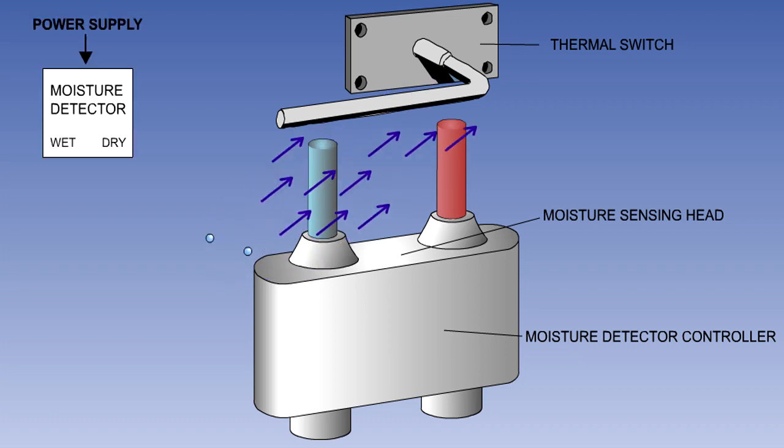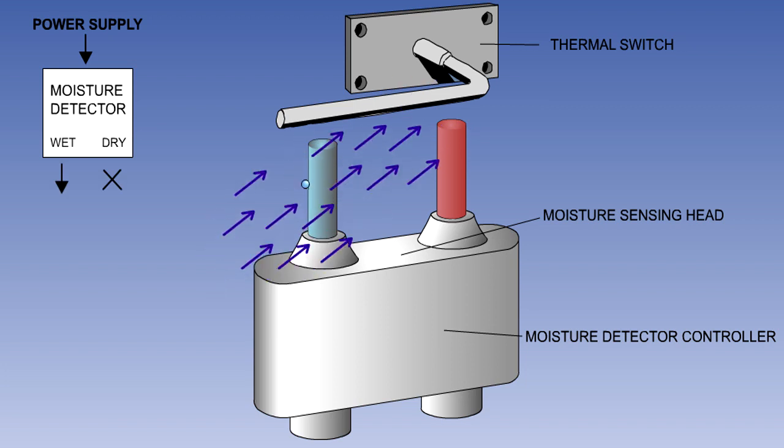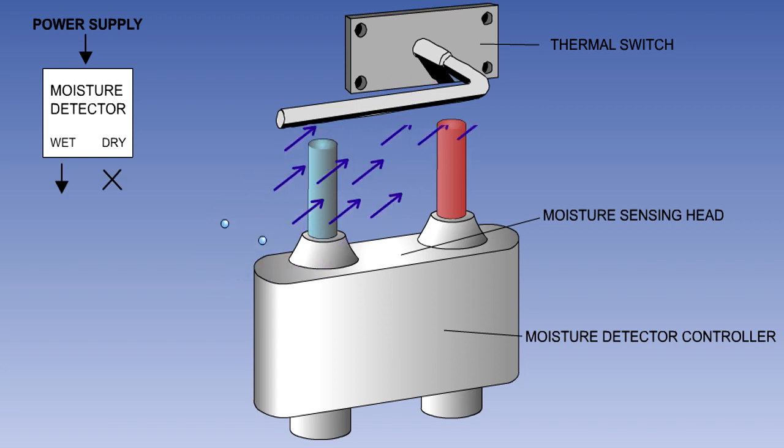The moisture detector controller is situated in the base of the unit and senses the temperature difference between the wet and dry sensing bulbs. When the temperature difference reaches a predetermined value, it will send an icing conditions signal.